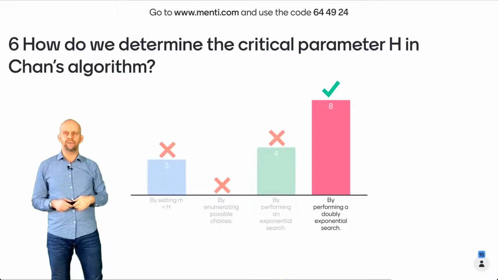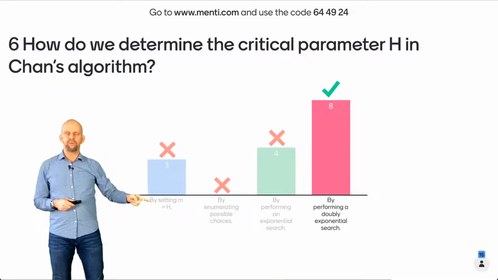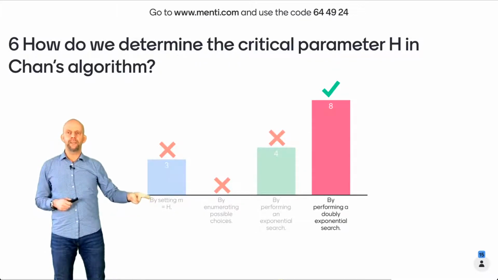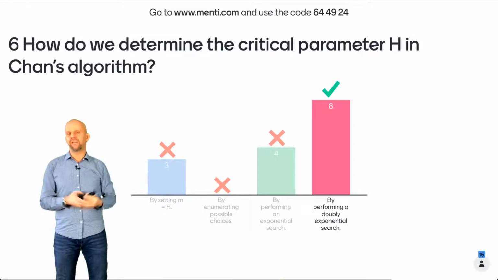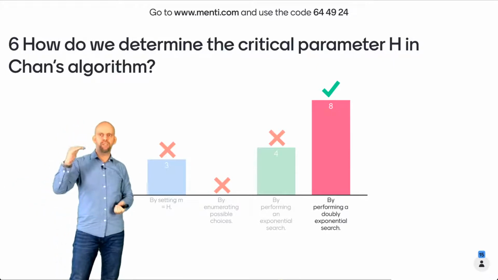Okay, still the majority got it right. That was a little sneaky. Of course, we do set m equals to h, but that doesn't resolve yet what h is going to be. So that's one step that we do.